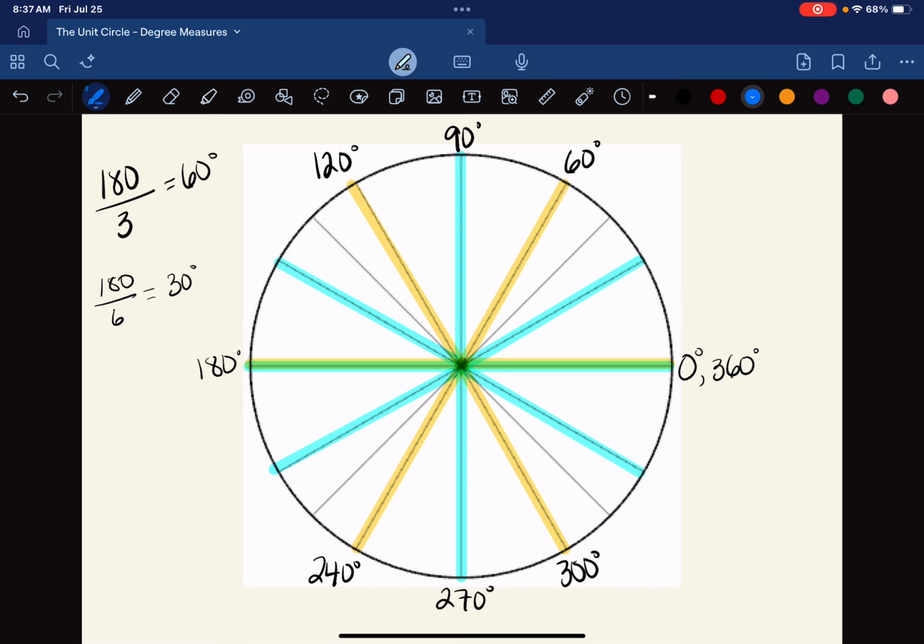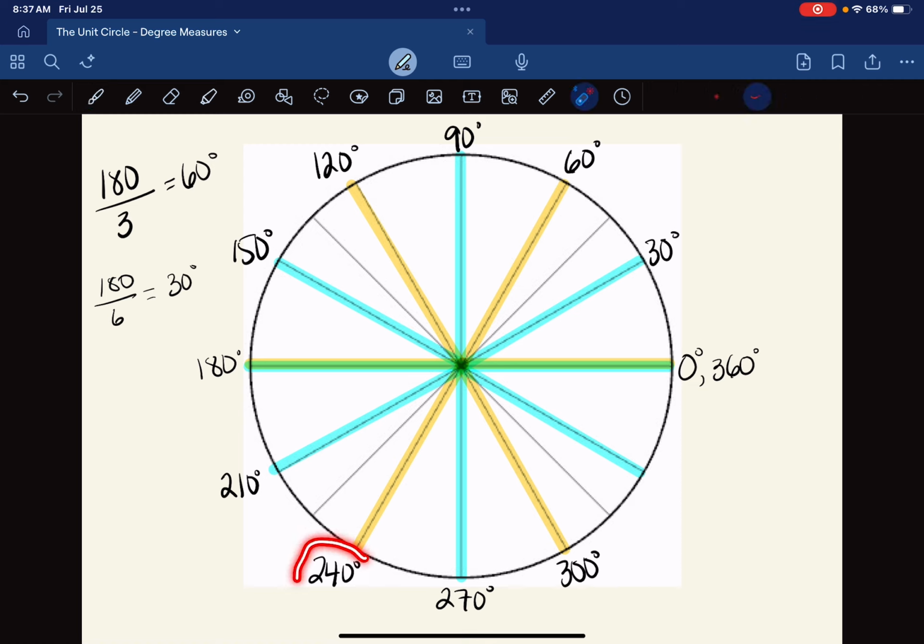So let's label. From 0 to 30, we're going to label that 30. Plus another 30 gives us 60. Plus 30 is 90. Plus 30 is 120. Plus 30 will give us 150. Plus 30 will give us 180. Plus another 30 will give us 210 degrees.